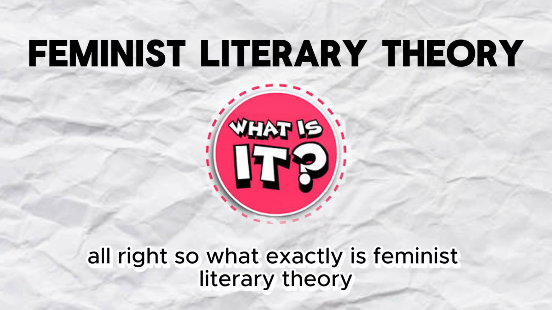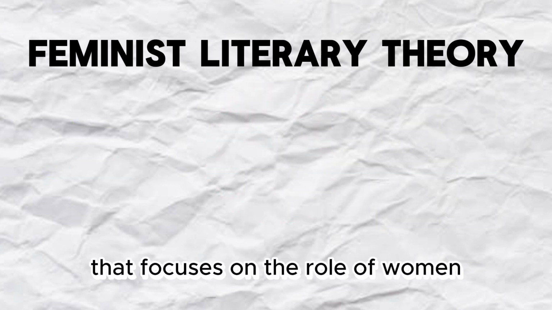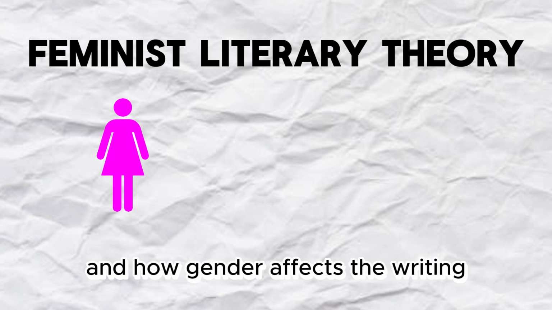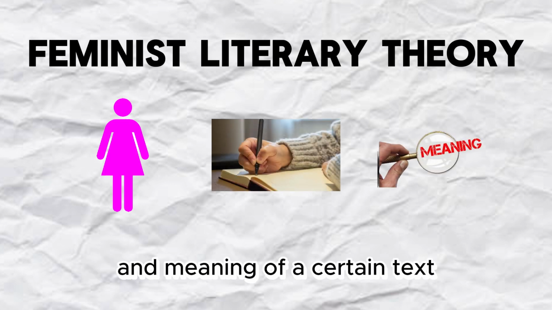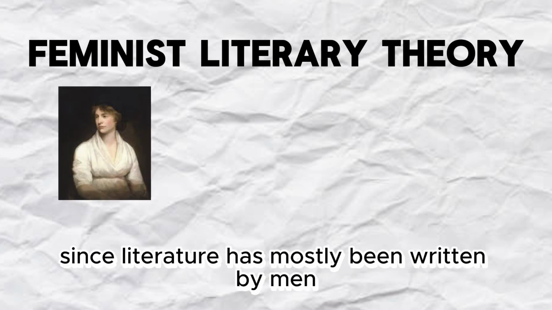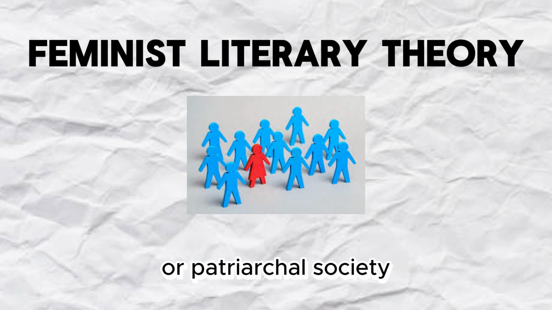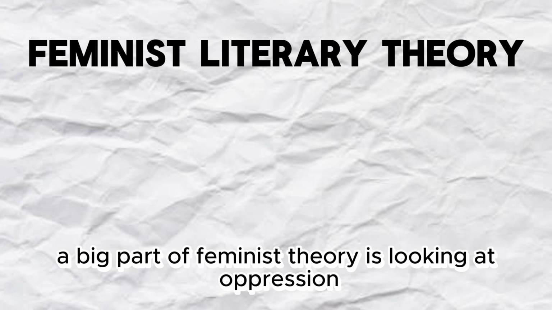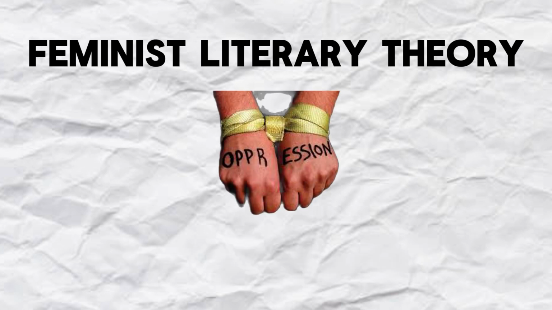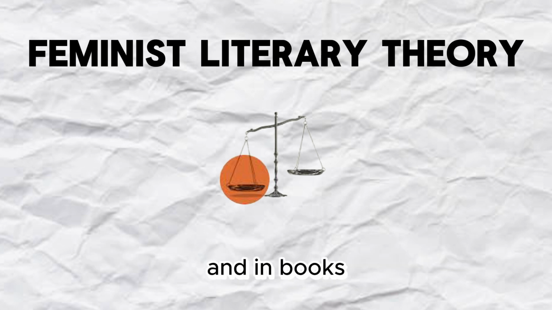Alright, so what exactly is feminist literary theory? Well, it's a way of reading and analyzing stories that focuses on the role of women and how gender affects the writing and meaning of a certain text. Feminist critics believe that since literature has mostly been written by men, it often reflects a male-dominated or patriarchal society. A big part of feminist theory is looking at oppression. This means how women are treated unfairly in society and in books.